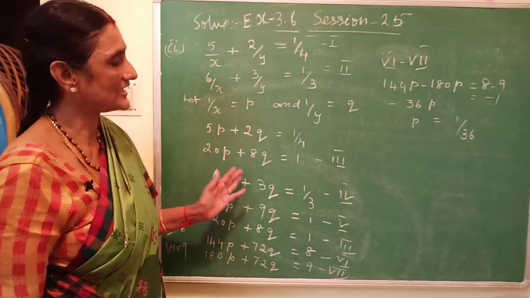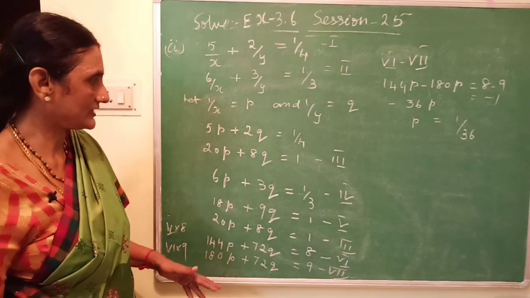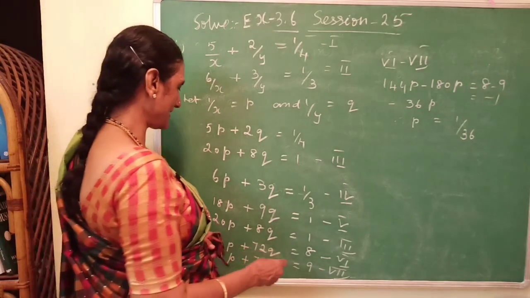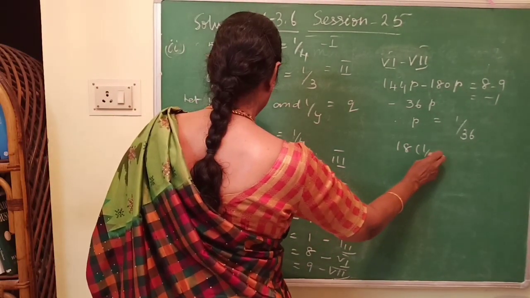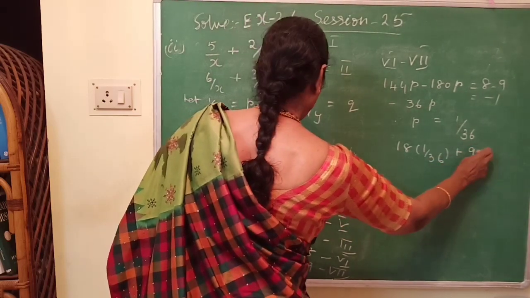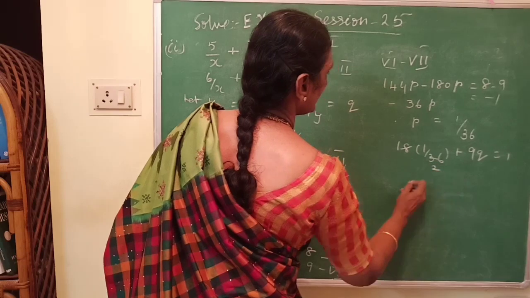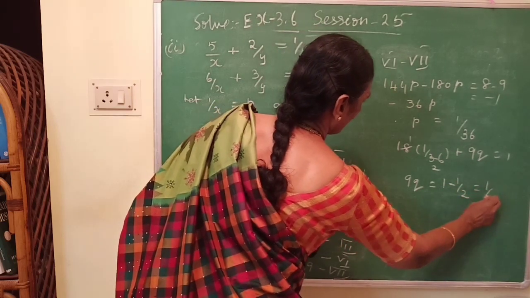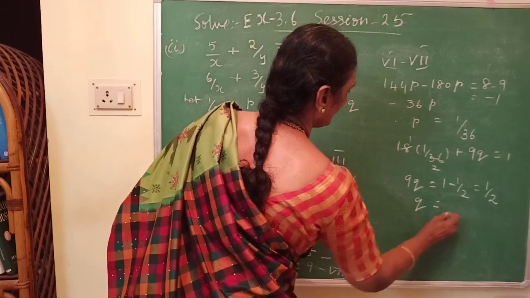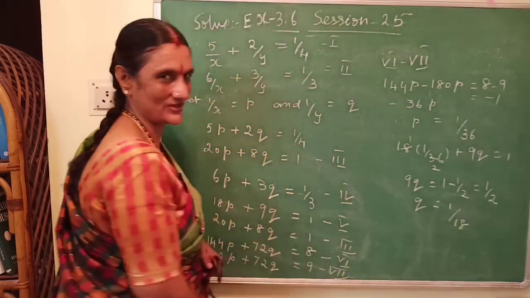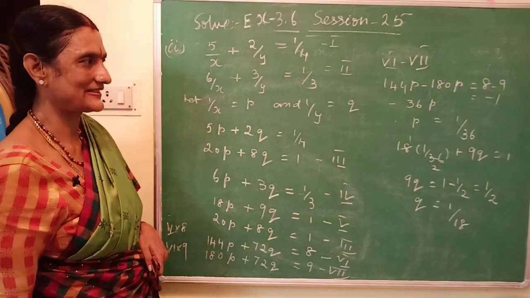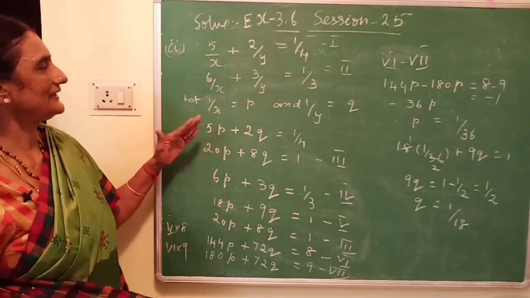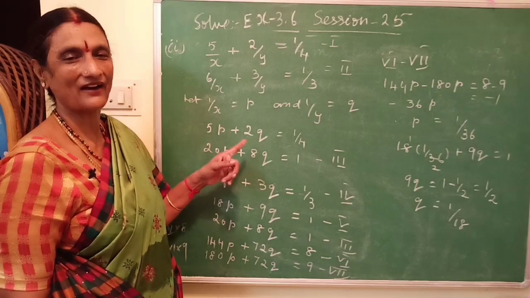Now, what you have to do? You have to substitute in any of these equations. I am going to substitute here in the fifth equation. So, if I substitute, what do I get? 18 into 1 by 36 plus 9q is equal to 1 cancels. So, 9q is equal to 1 minus 1 by 2, that is 1 by 2. So, q is equal to 1 by 18 is the solution. Now, p is equal to 1 by 36, q is equal to 1 by 18 are the assumed values, not the real solutions.